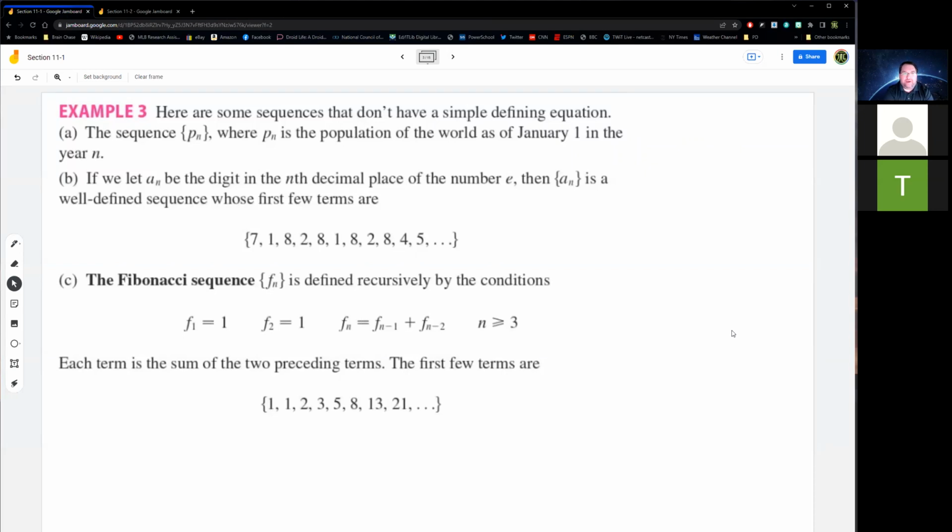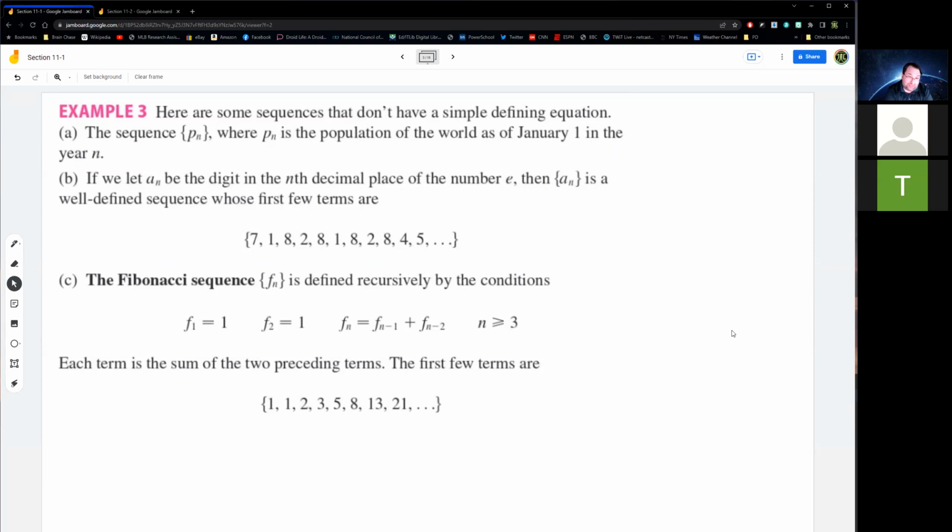If we let a sub n be the nth digit in e, or if we use pi, if we looked at basically all the values out in pi or e, again, there's no formula to figure those out because they're irrational numbers. It's a sequence in this case. So we can actually go through and do it, but it's not a simple equation that I can come up with like the one we just did in the last problem.